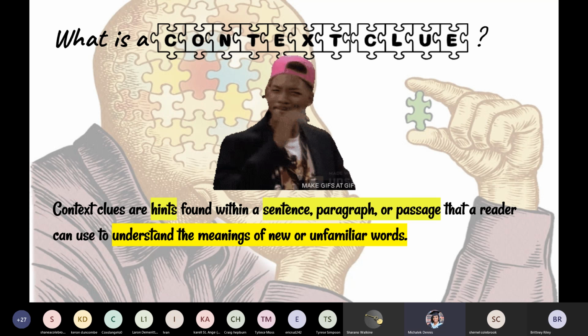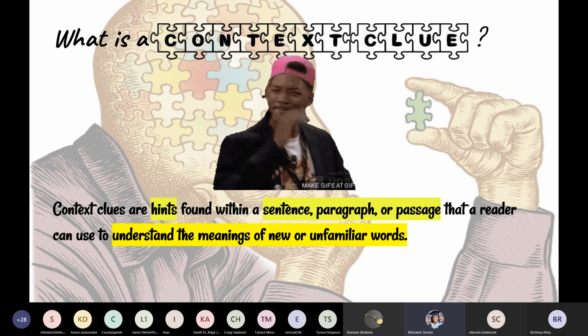All right, so all of you are on the right track. Context clues are hints, and you guys said the correct word, good, found within a sentence, paragraph, or passage that a reader can use to understand the meaning of new or unfamiliar words.